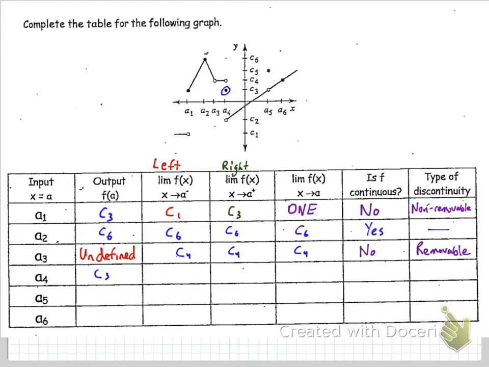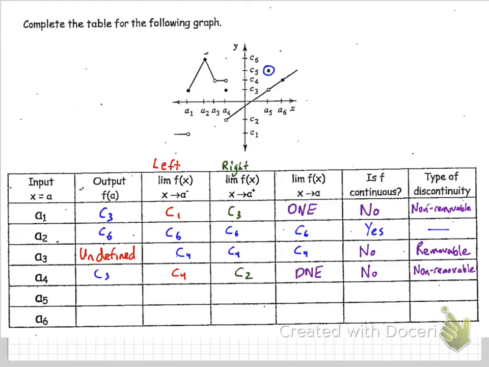For the next one, A4, that function is defined. The output is C3. But from the left, the limit from the left is C4, while the limit from the right is C2. So this limit does not exist, therefore it is not continuous. Furthermore, because the limit doesn't exist, it is a non-removable discontinuity. In other words, it's not just a simple hole. There's actually a break or a jump in the graph.